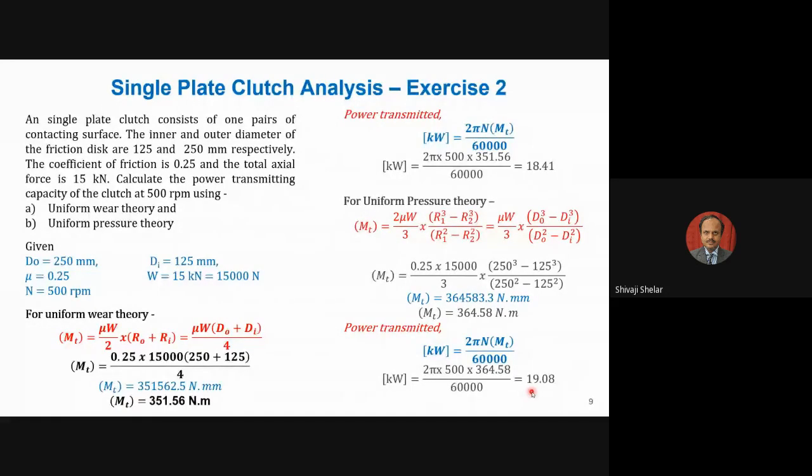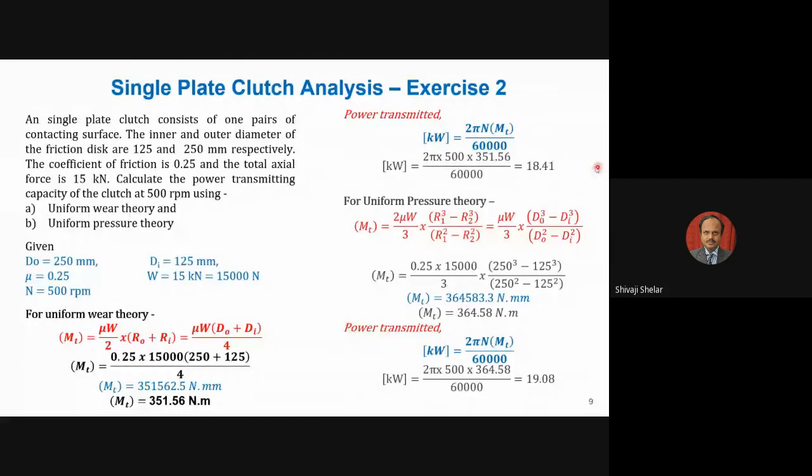Uniform pressure theory is used only when your plates are brand new, that is, your friction surfaces are brand new. You are replacing your friction lining surface or plate surface, or the complete plate, the pressure plate also. Then you can use uniform pressure theory. And you found that whenever we have a brand new clutch, the torque carrying capacity is better. Otherwise, if there is an excess load, then your clutch starts slipping. So when your clutch wears out, then uniform wear theory is applicable.